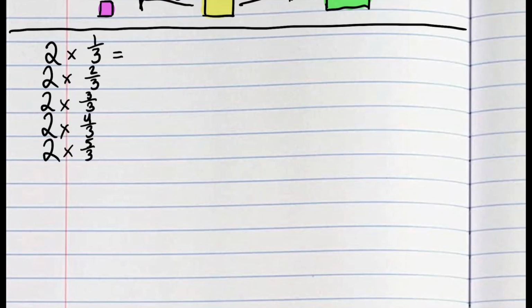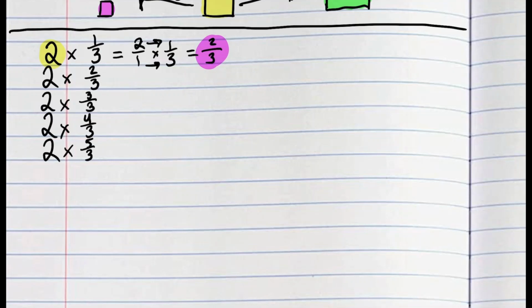So starting up here, 2 times 1/3, my strategy is to rewrite 2 as a fraction, 2/1, and multiply it by 1/3. 2 times 1 is 2. 1 times 3 is 3. I get 2/3. And that's really interesting because I started off with 2 and I ended up with 2/3. The number I started with was 2, and I multiplied it by 1/3, and it got smaller. 2/3 is definitely smaller than 2.